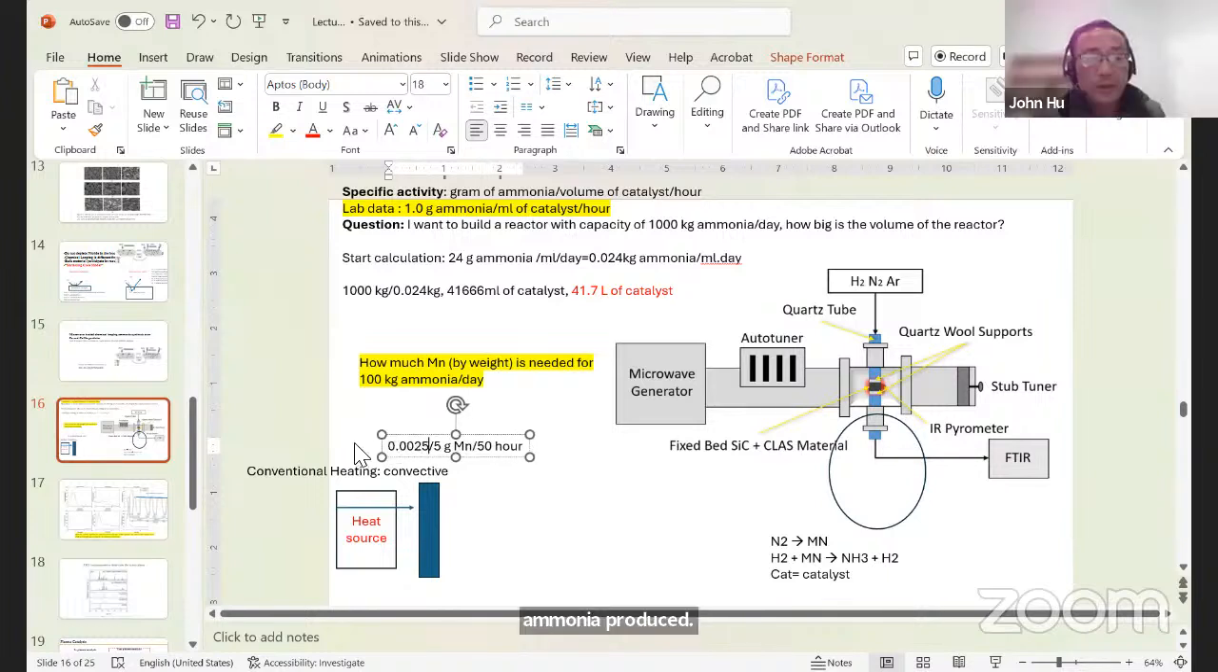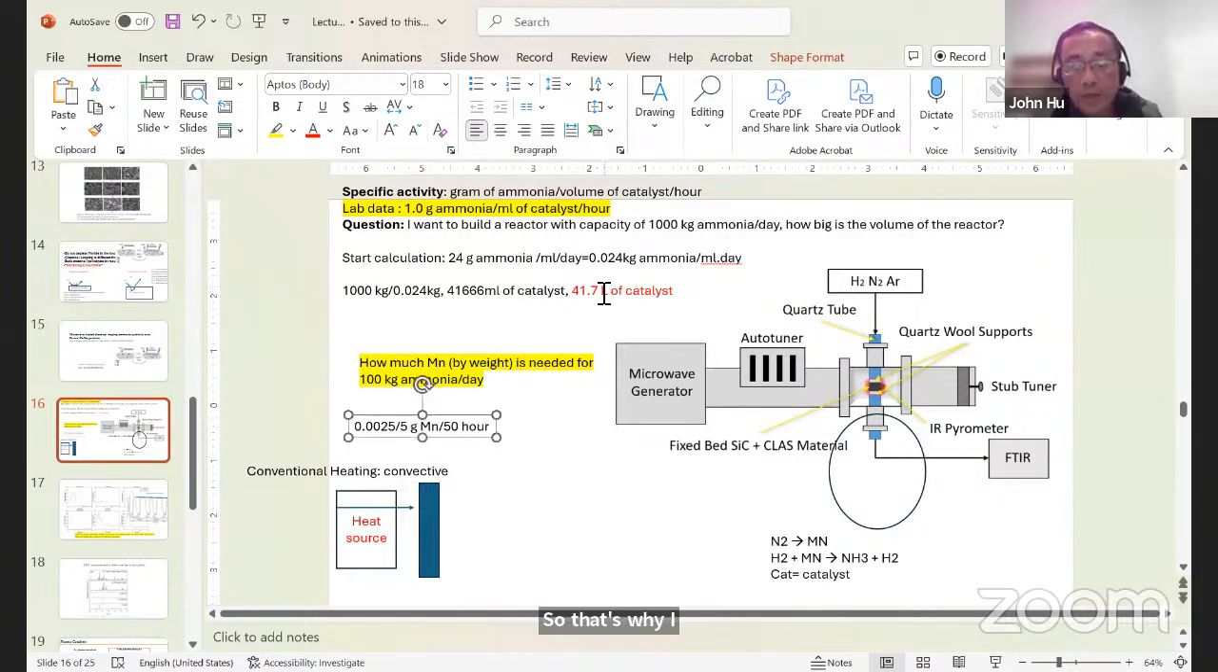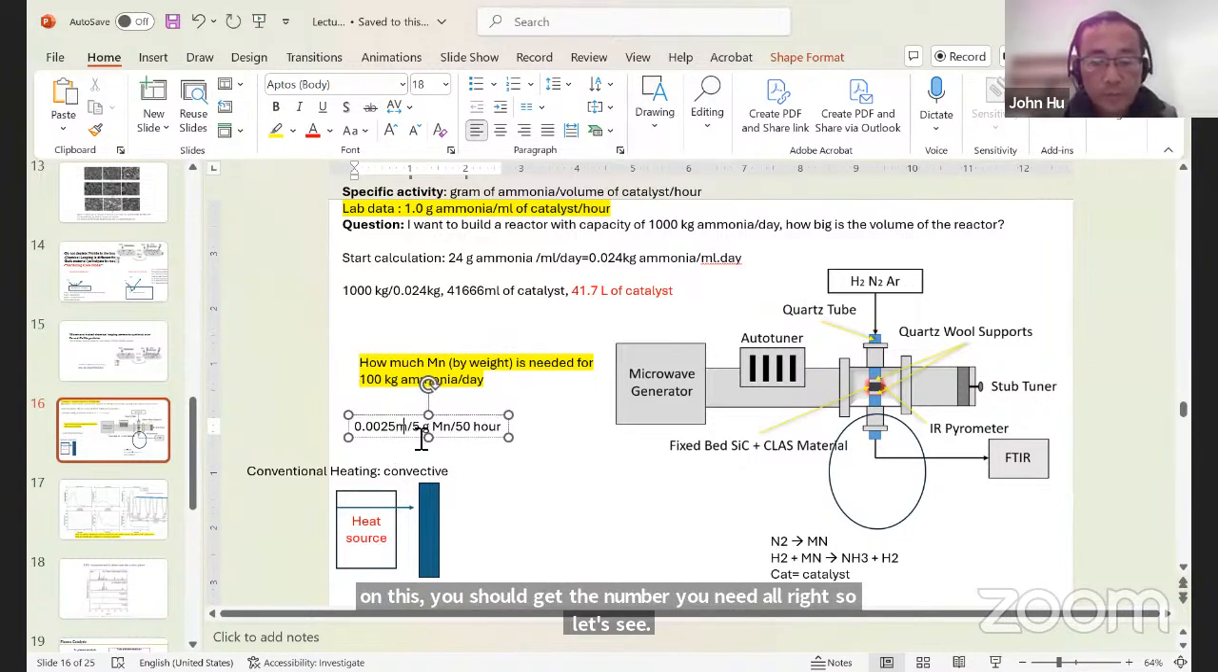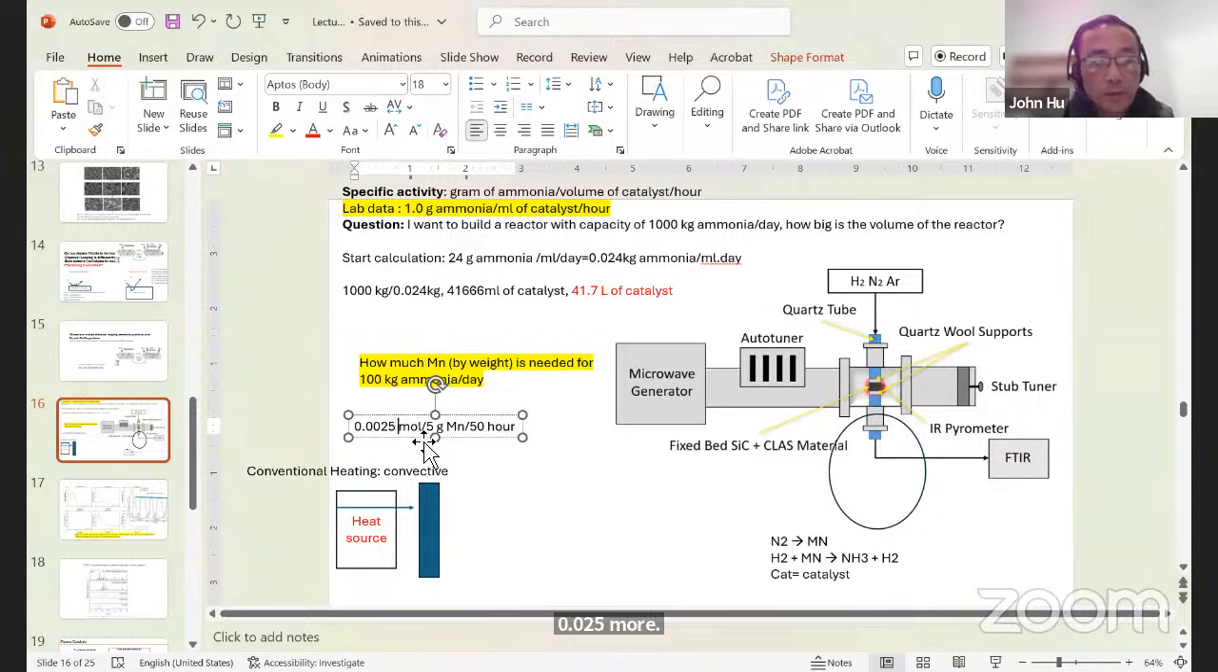0.0025. All right, so that's why I want to show you the good example. Then we come up with this. Based on this, you should get the number you need. So let's see, 0.0025 mole ammonia. All right, so keep in mind 0.0025 mole ammonia, 5 gram manganese, and then 50 hours.